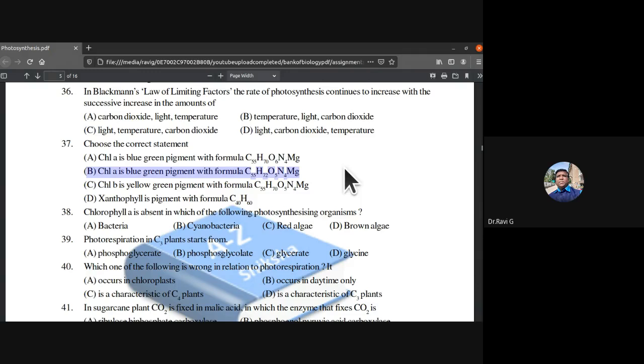So remember it as 55, 72, 54. Remember the numbers in that way, then you can write it easily. Oxygen has 5, nitrogen has 4: 54, 55, 72, 5, 4. So remember it in that way. So it would be easy for you. So chlorophyll A blue-green pigment is with formula C55H72 O5 N4 Mg. That is the right answer.